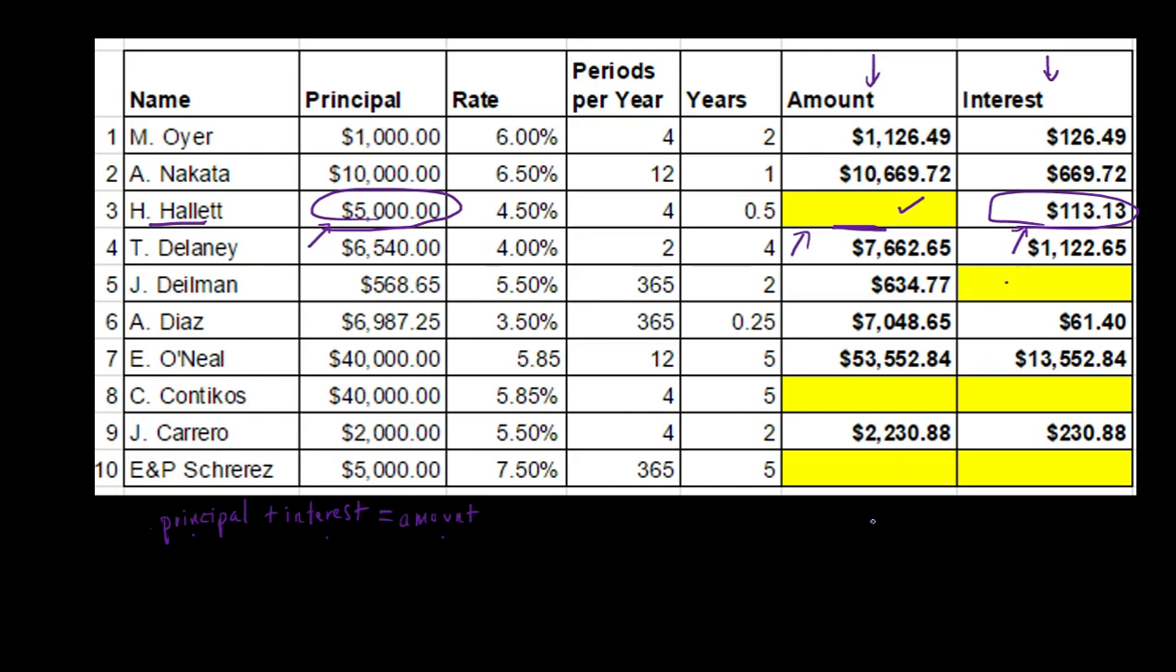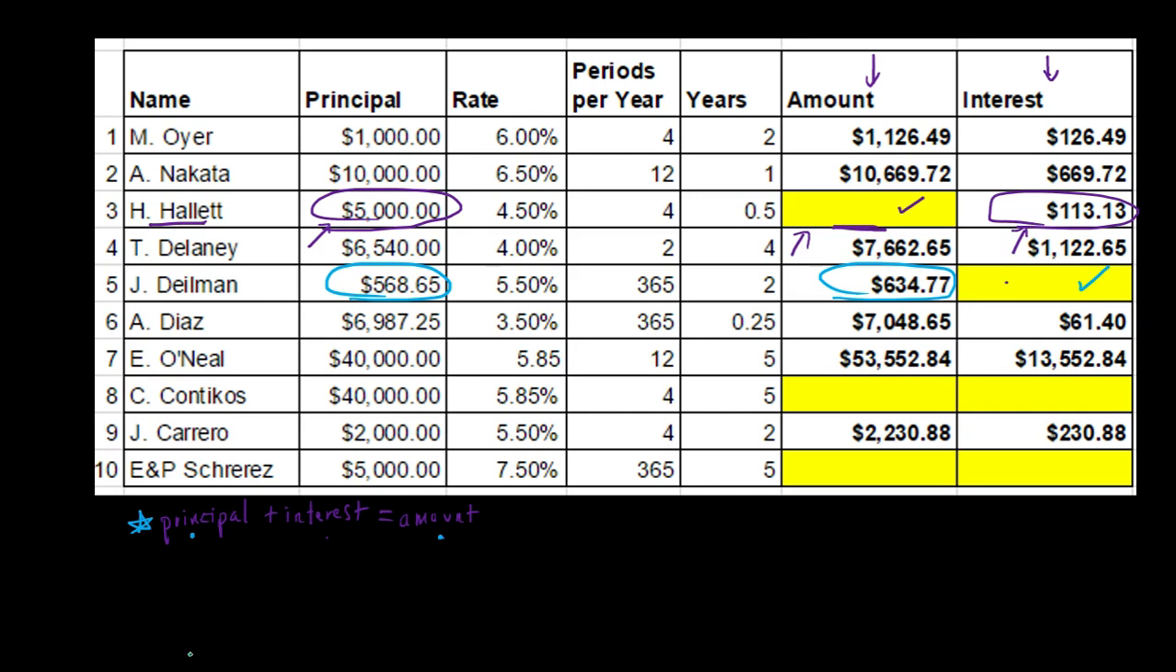Now take a look at this box where we're asked to solve for interest. So we're going to have to approach it a little differently. However, notice that once again they've given us the principal, $568.65, and they've given us the amount, $634.77. So I can actually use this equation again because once again I've been given 2 out of 3 pieces of information. So I know how much my account started with, I know how much my account ended with, right? I know the principal, I know the amount. I just have to figure out what the difference is. How much did my account grow by? So I'll use this same equation, principal plus interest equals amount, plug in what I know, and then use it to solve for interest.